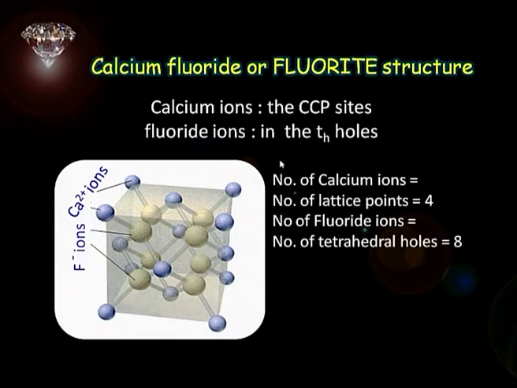Let us go a little further. The number of calcium ions is the same as the number of lattice points, that is 4. The number of fluoride ions is the same as the number of tetrahedral voids, which happens to be 8. That means my formula will be Ca4F8, or in other words CaF2, that is what calcium fluoride is. You see how simplified it has become to talk about the structure of ionic solids, because in the absence of this kind of analysis it becomes very difficult to remember the structure, since they look very complicated. But having understood what is where, we are in a very comfortable position to talk about the structures.